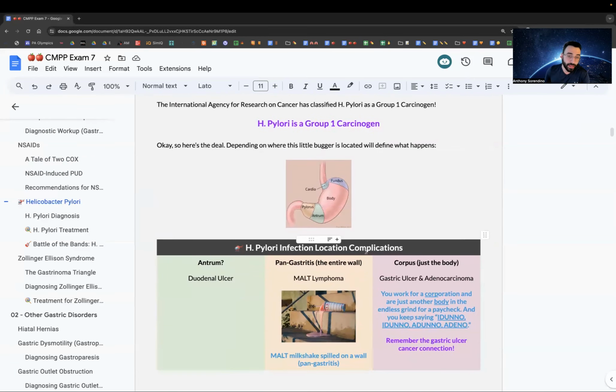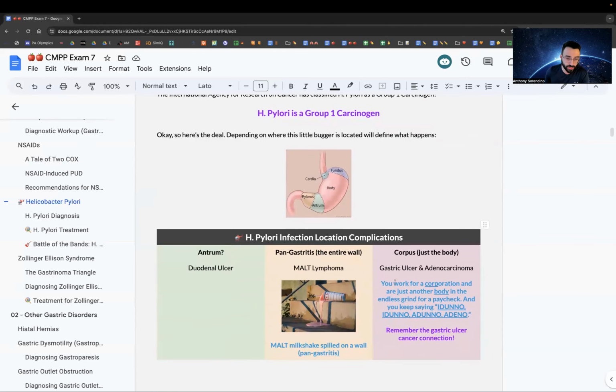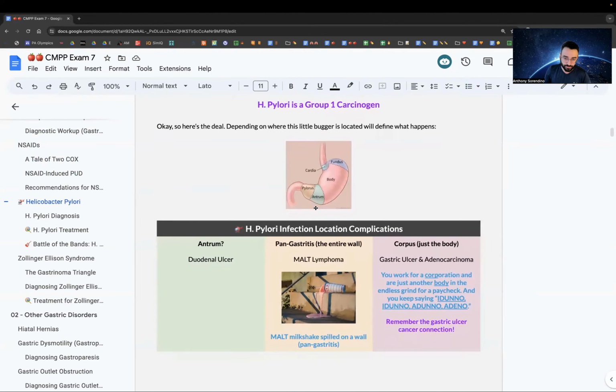Okay. Depending on where it's located will kind of define what happens. This could totally be a question as well. If it's located in the antrum, kind of at the bottom of the stomach, it's going to cause duodenal ulcers. If it's what's called pangastritis, if it's just everywhere, it's going to cause a MALT lymphoma. I like to think of a malt milkshake being spilled on a wall. So if your entire wall is covered in H. pylori, this pangastritis, then it's going to be a MALT lymphoma.